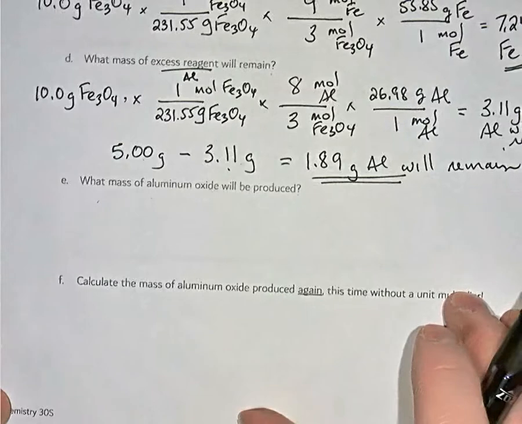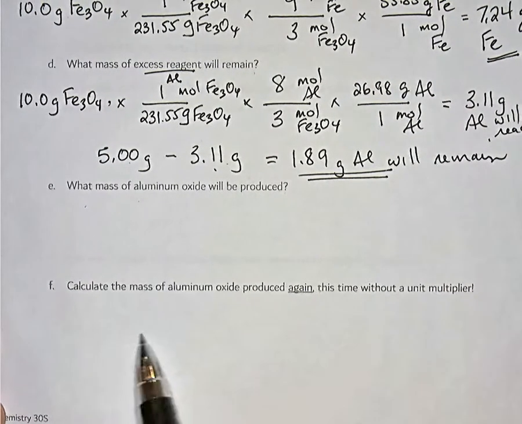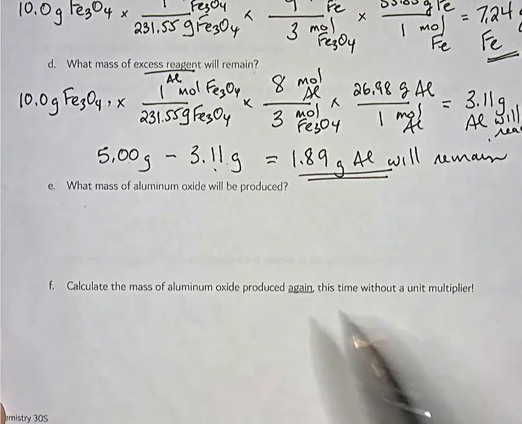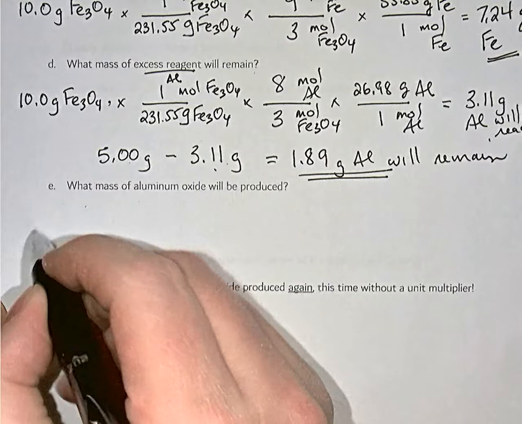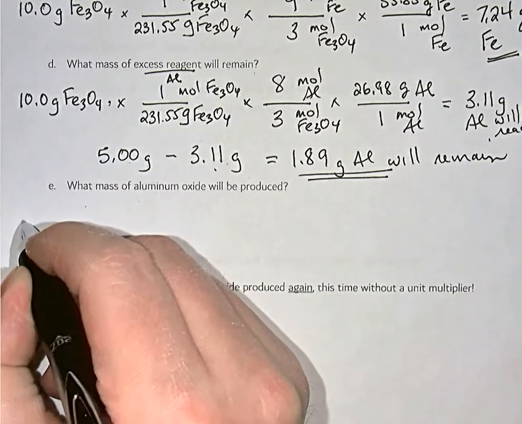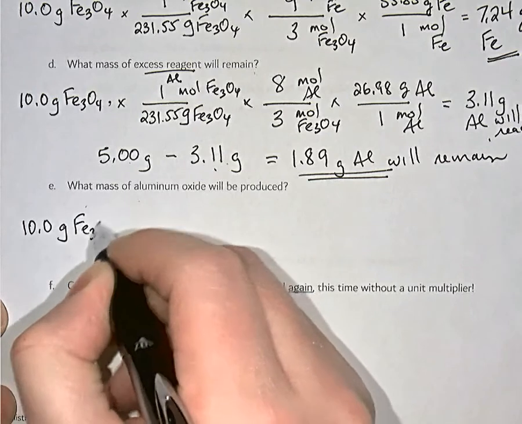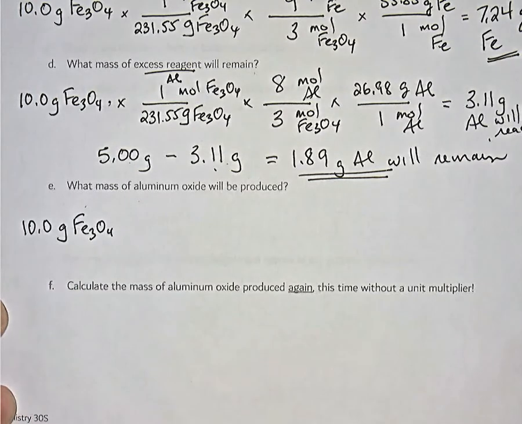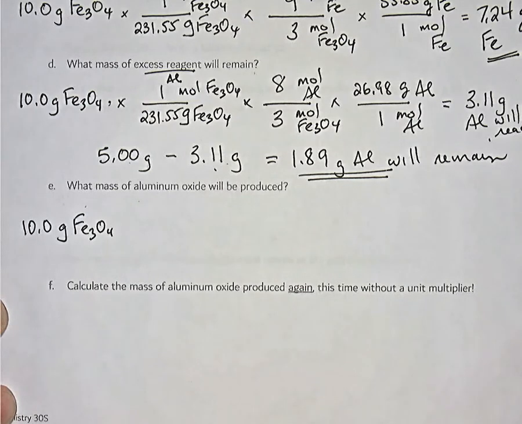There are 2 ways to do this. In part E, we're going to do it with unit multipliers, and then in part F, there is another way to do it without unit multipliers. So doing it the way we've done all the others, we're going to start with the limiting reagent, so 10.0 grams of iron oxide. And by now you should know what you're doing. Go calculate how many grams of aluminum oxide would be produced.